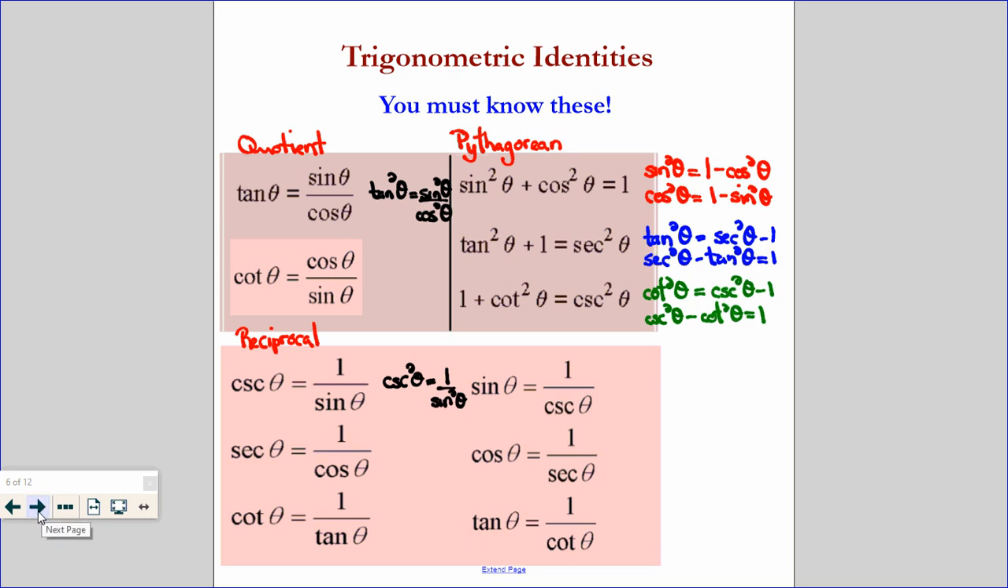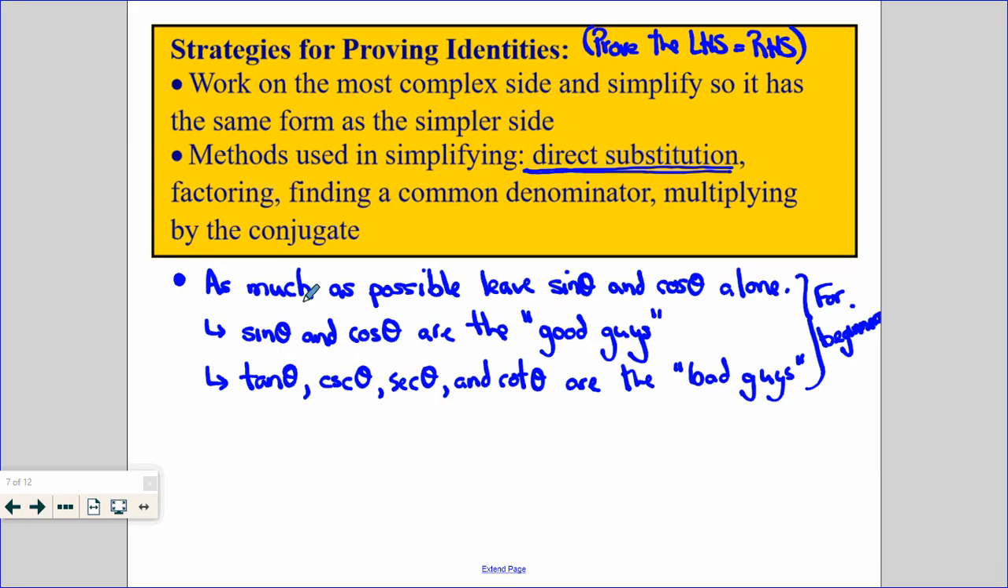So I'll be replacing one thing with another and trying to prove the left-hand side is equal to the right-hand side. So these are strategies, not rules. Strategies for proving identities: work the most complex side and simplify it so it has the same form as the simpler side. And methods used in simplifying are direct substitution, factoring, finding common denominators, multiplying by conjugates, and so on.